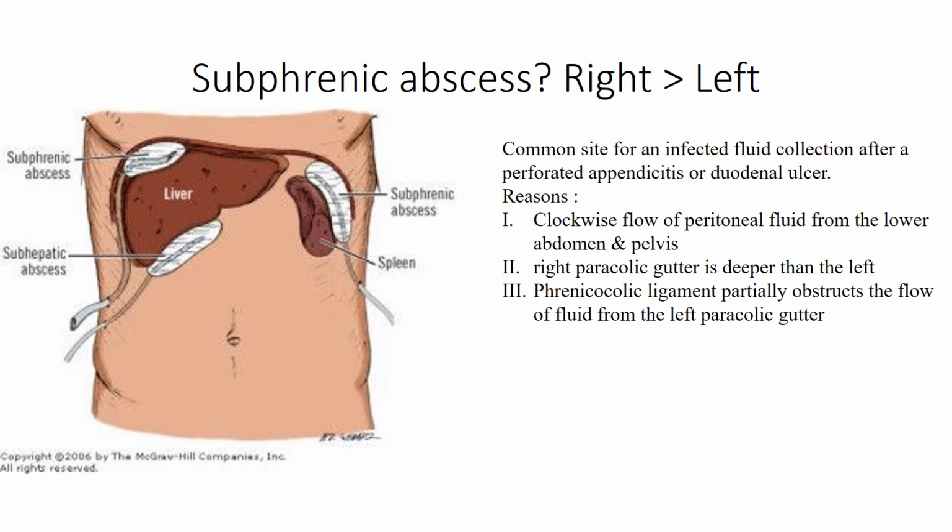Now subphrenic abscess is more common on the right, secondary to a perforated appendicitis or a duodenal ulcer, the reason being the clockwise flow of the peritoneal fluid from the lower abdomen and pelvis, as was discussed earlier. Also, the right paracolic gutter is deeper than that of the left. And third, the phrenicocolic ligament partially obstructs the flow of fluid from the left paracolic gutter towards the subphrenic area.